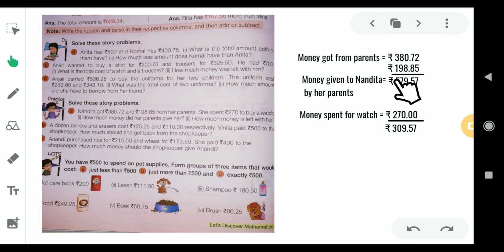Before, she had this much money, but after spending 270 rupees for buying the watch, finally she remained with 309 rupees 57 paise. Let's move on to the next question.